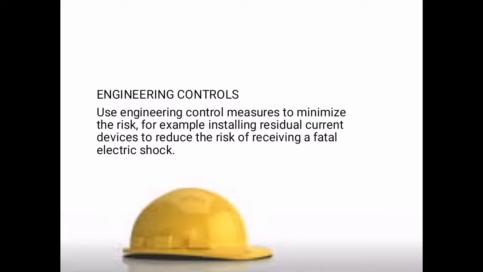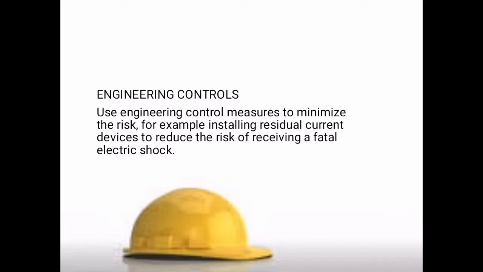Engineering controls. Use engineering control measures to minimize the risk. For example, installing residual current devices to reduce the risk of receiving a fatal electric shock. Engineering controls are the first line of defense against hazards. Their advantage is they have built-in protection which does not require continuous intervention. There are three main types of engineering controls, and these are elimination, substitution, and isolation.